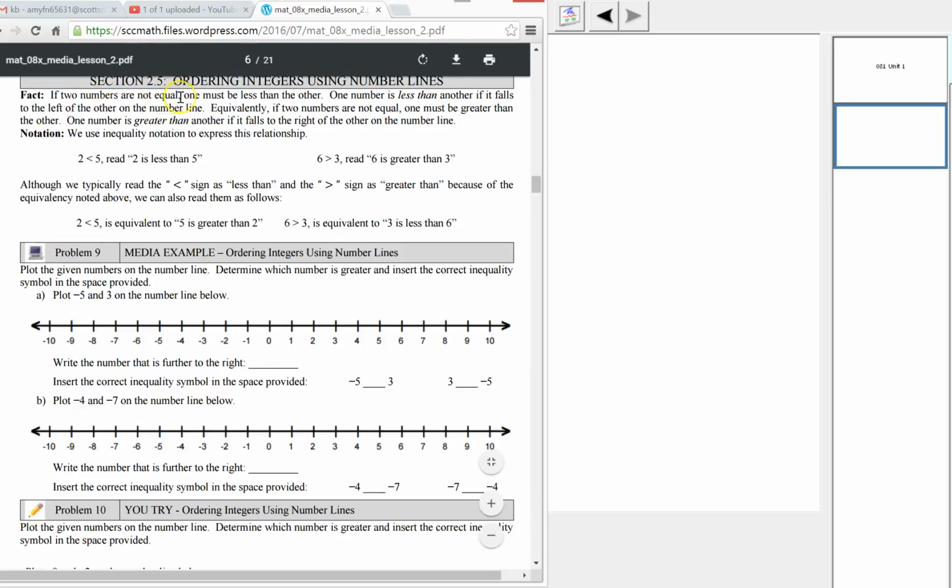So here's section 2.5, ordering integers using number lines. Okay, so number lines compared to the chip model, which I know we haven't seen yet, but you'll see in a minute, it's really, I think, a better way of helping students to see the ordering of integers. So up until now, theoretically, in this course, we've only shown them whole numbers.